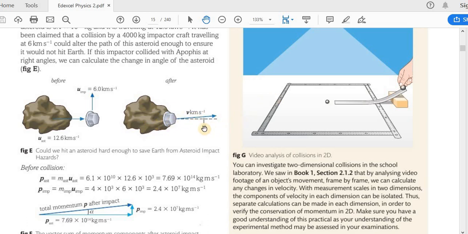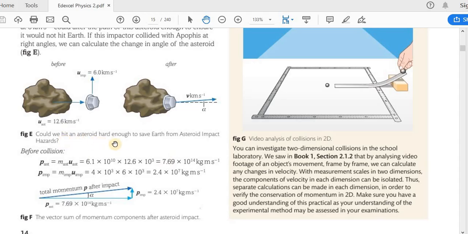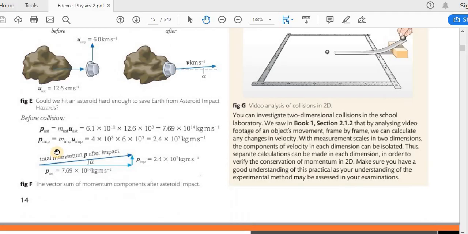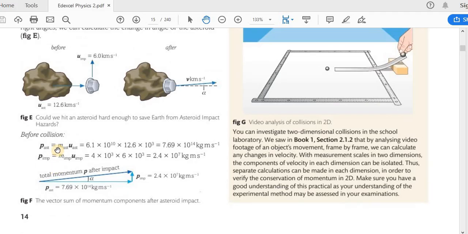So this is similar to the previous question. Now again, this is very similar to the previous one. So we can find the momentum in the horizontal and vertical directions, or we can say direction parallel to the asteroid and perpendicular to the asteroid. Now this is traveling in the direction perpendicular to the asteroid.